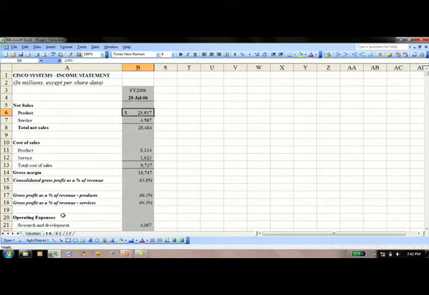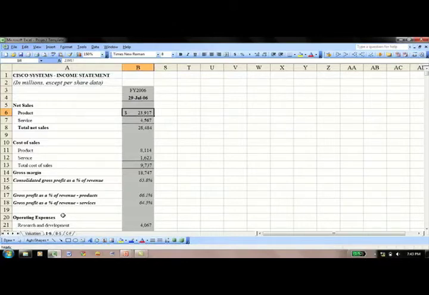I'll use Cisco as an example. Cisco makes its money by selling products in the networking space and by selling services. So they break out their revenue by product and service, and Cisco calls its revenue net sales. So the product net sales is 23917.